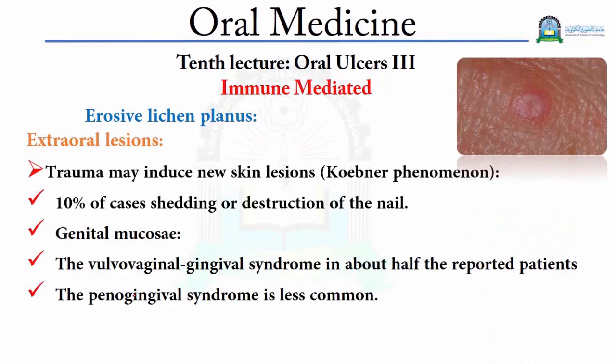Extraoral lesions also, the trauma may induce new skin lesions. In 10% of cases, shedding or destruction of the nails, as we see in the last slide. Genital mucosa, we can find vulvovaginal gingival syndrome in about half of the reported patients with erosive lichen planus, and peno-gingival syndrome is less common.